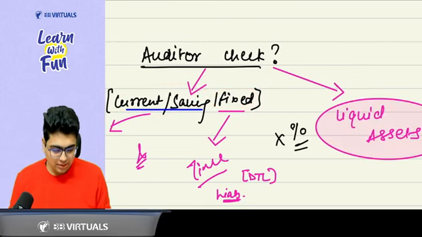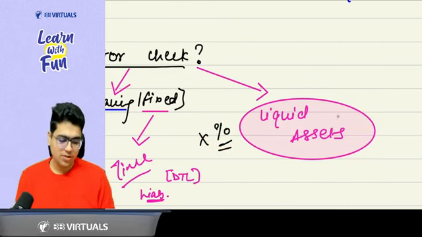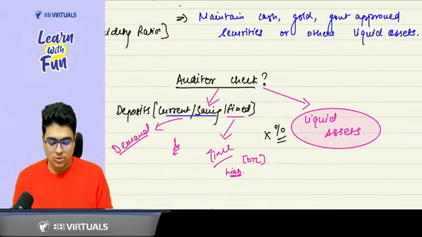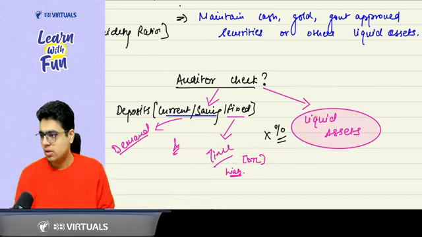Now a percentage of the DTL needs to be maintained in the form of liquid assets. So you are going to just check the calculation of DTL and whether proper liquid assets are maintained or not.